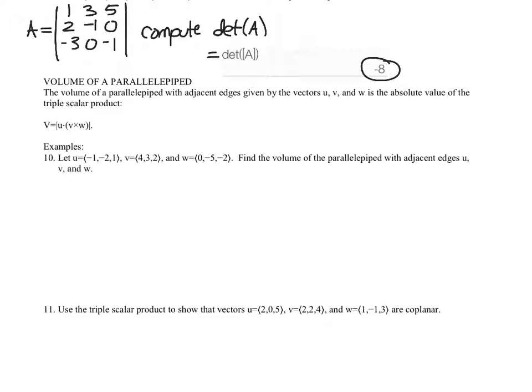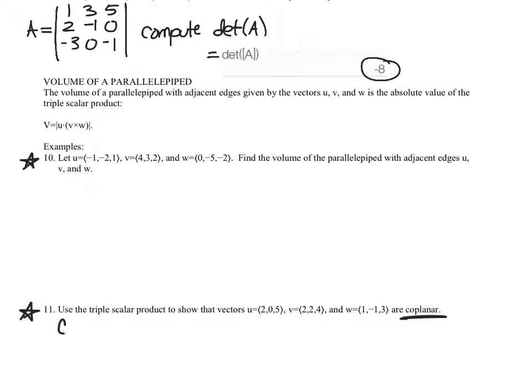All right, so the volume of a parallelepiped is really just the absolute value of the triple scalar product. So if a question were to ask you to find the volume of a parallelepiped, all you'd have to do is do what we just did, but if you got a negative, drop the negative. All right, so that should be easy enough. So I'm just going to put a star on number 10. Number 11, I'm going to put a star on it, and then just define very quickly what coplanar means.